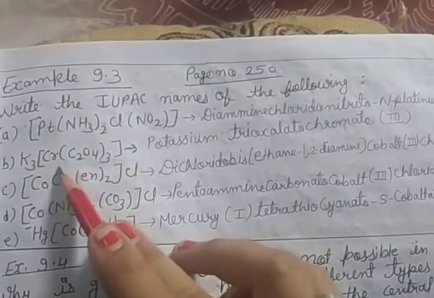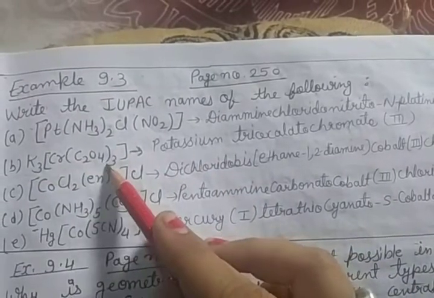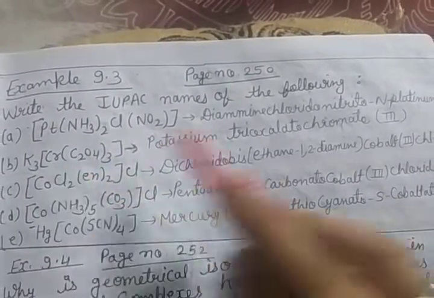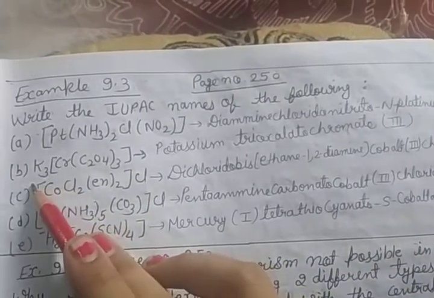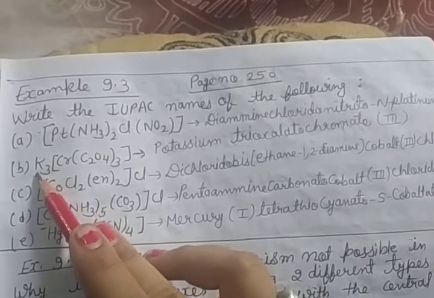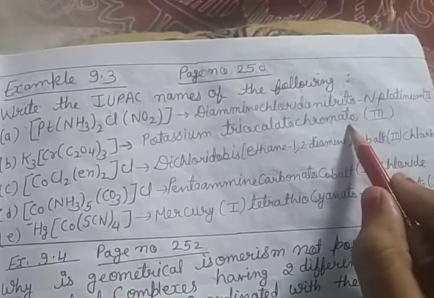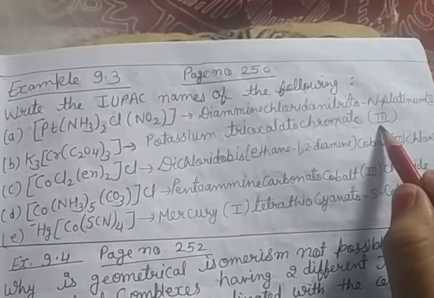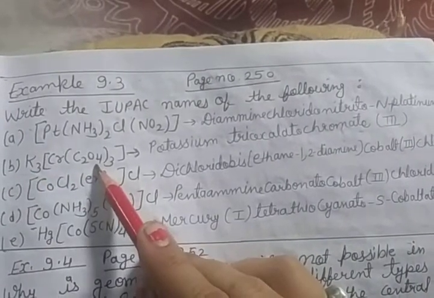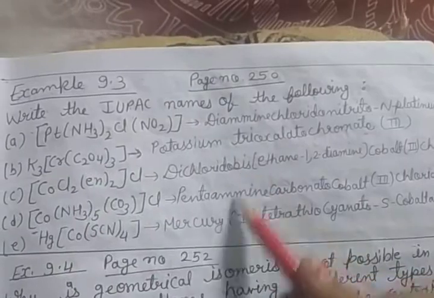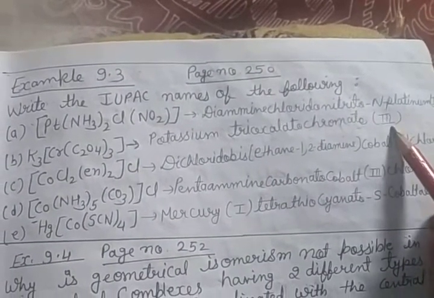Then next, K3[Cr(C2O4)3]. K potassium, C2O4 whole 3 trioxalato, and Cr chromate. Here we have to write chromate. Reason: the outer side K, potassium, is a positive charge and this complex is negative. For a negative complex, the suffix we have to write in the last is -ate. Oxidation number of chromium is third. Reason: +3 and here -6. So -3, 6 plus 3 is -3, going to the right side, so +3. So 3 we have to write in Roman numeral.